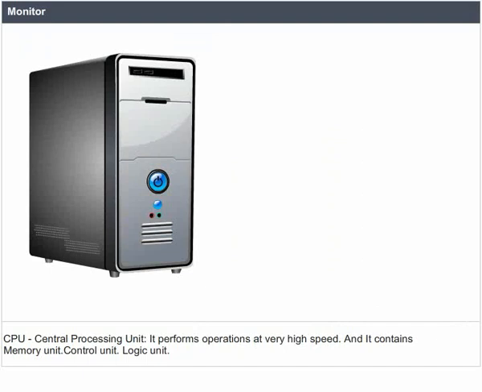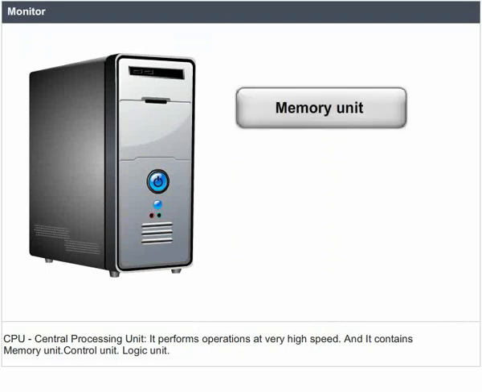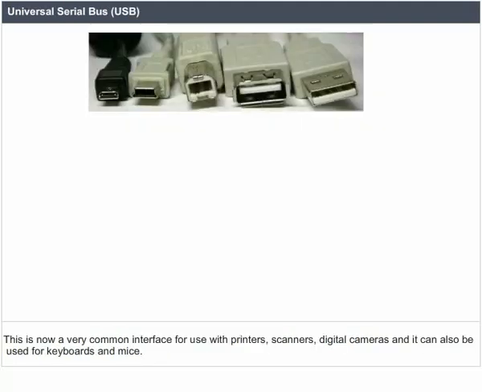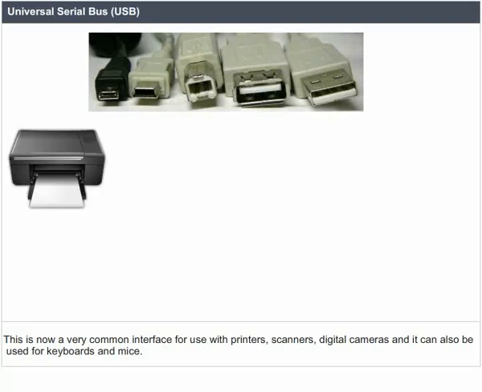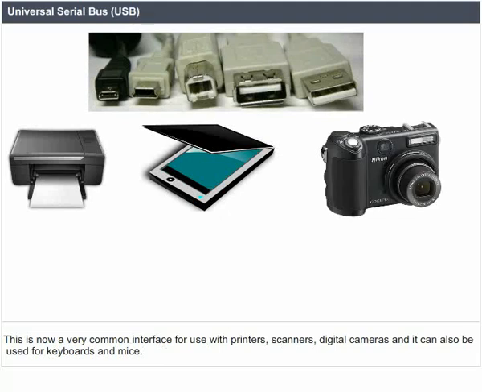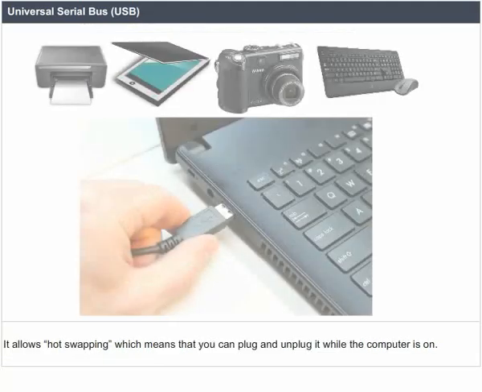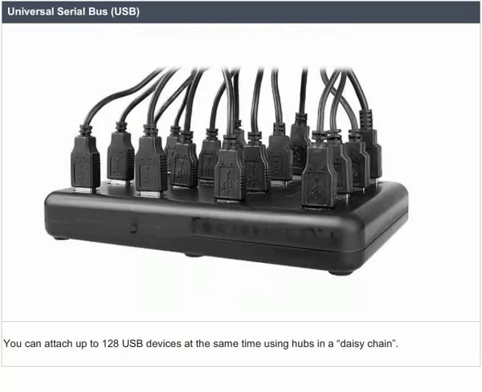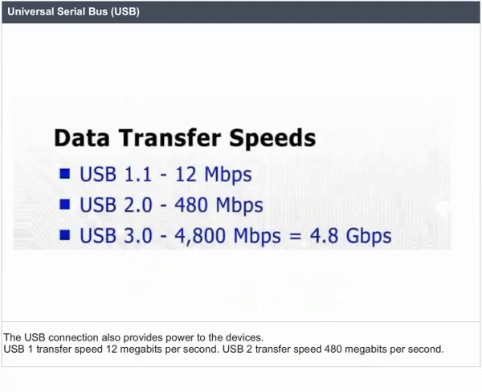CPU, Central Processing Unit. It performs operations at very high speed, and it contains a memory unit, control unit, and logic unit. Universal Serial Bus, USB. This is now a very common interface for use with printers, scanners, digital cameras, and it can also be used for keyboards and mice. It allows hot swapping, which means that you can plug and unplug it while the computer is on. You can attach up to 128 USB devices at the same time using hubs in a daisy chain. The USB connection also provides power to the devices.